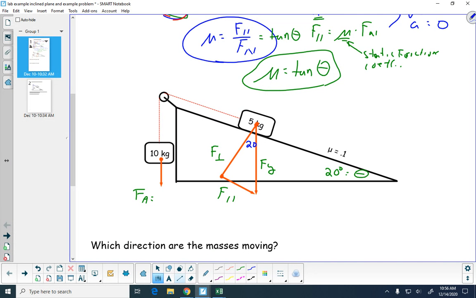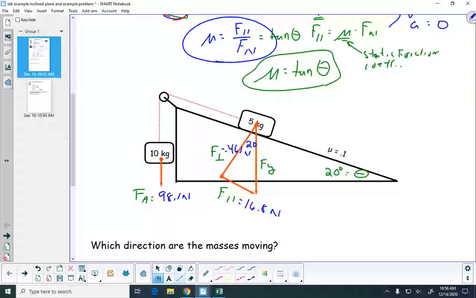Hey, Jordan, do you have your forces here? Yeah. Okay, what's your force parallel? Force parallel is 16.8 newtons. Force perpendicular? 46.1. And then your force applied over here? We have 10 kilograms pulling downwards. 98.1. Okay, so those are the forces there.